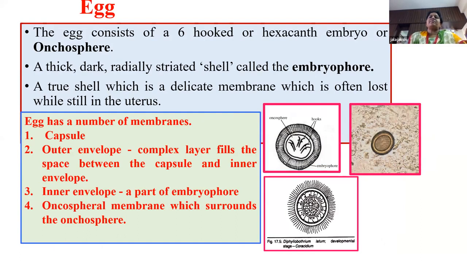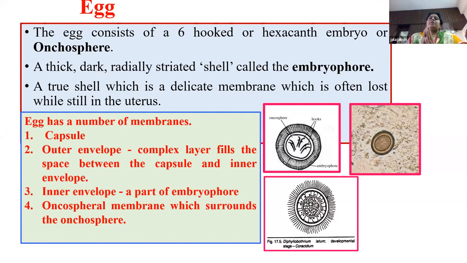Eggs normally become fully embryonated and contain an oncosphere, that is an embryo which is armed with 3 pairs of hooks as shown in the figure. Showing 6 hooks, it is called a hexacanth embryo, as shown in the first picture. During the development of eggs, mainly you will find 4 envelopes around the eggs: the outer thick capsule as shown in the second figure, the outer envelope, the inner envelope, and the fourth is the oncospheral membrane. The embryophore is the principal and more resistant covering of all the tapeworm eggs.